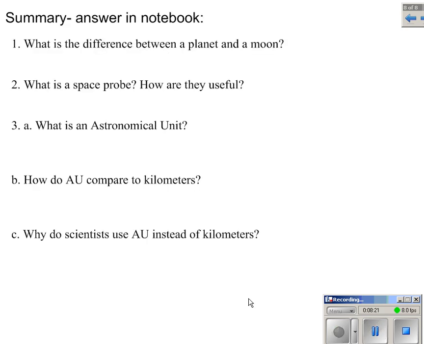In summary, I want you to answer these in your notebook. Number 1, what is the difference between a planet and moon? Number 2, what is a space probe? How are they useful? And there's 3 parts to number 3. What is an astronomical unit? How do AU compare to kilometers? And C is, why do scientists use AU instead of kilometers? Just go ahead and get these questions answered.